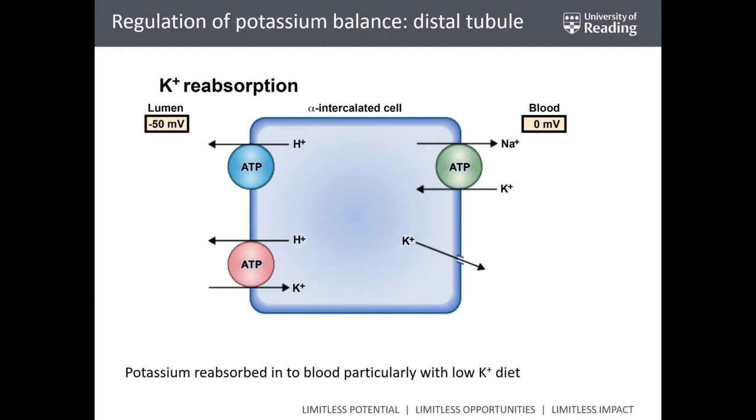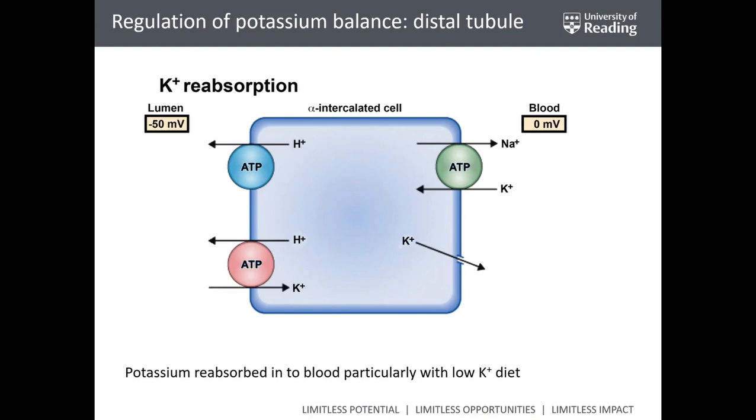On the apical membrane, we have ATPase proton pumps, which move protons from the cytoplasm of the cell into the lumen of the distal tubule. And also we have ATPase hydrogen potassium pumps, which pump one proton into the lumen of the distal tubule and one ion of potassium into the intercalated cell. So in these conditions, potassium is reabsorbed into blood.